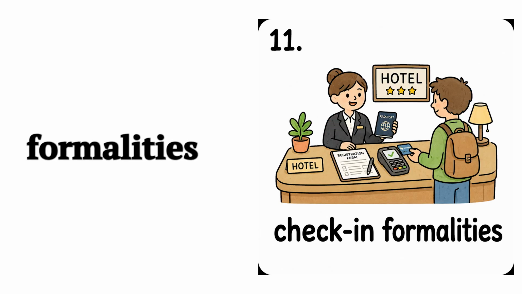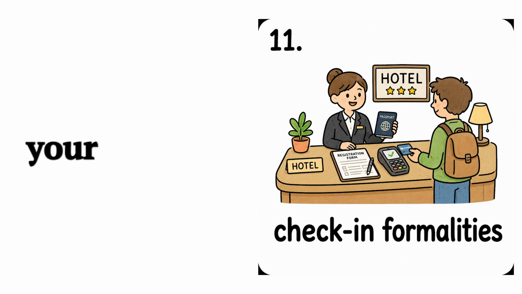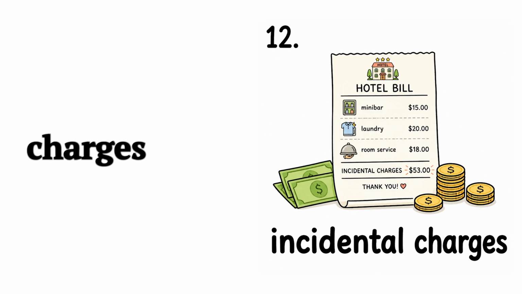Check-in formalities, the official steps needed before entering your room. Example, passport checks and payment details are part of the check-in formalities. Incidental charges, extra costs during a stay, such as minibar, laundry, or room service. Example, the hotel pre-authorized my card for incidental charges.